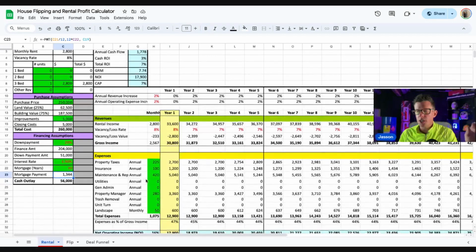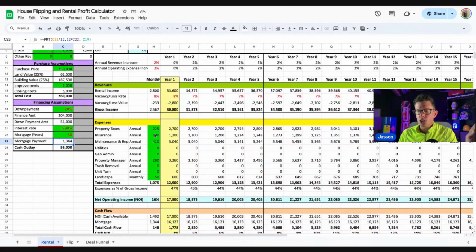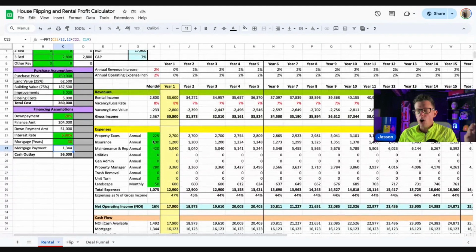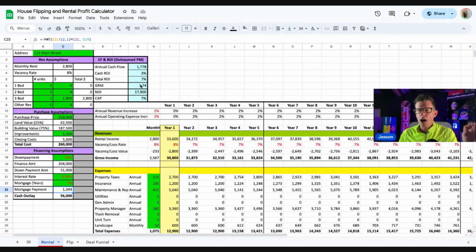So on the other section here in green, you'll see property taxes, insurance, maintenance, utilities, admin, property manager, trash removal, unit turn, landscape. All these are expenses that you have to keep in mind if you're buying or looking at a rental property. So at the top here, again, in cell G3, you can see annual cash flow.